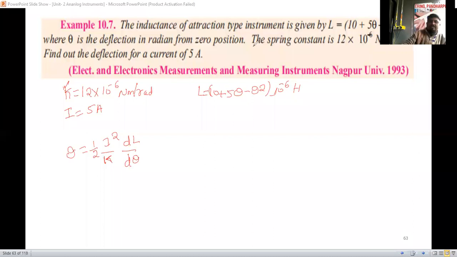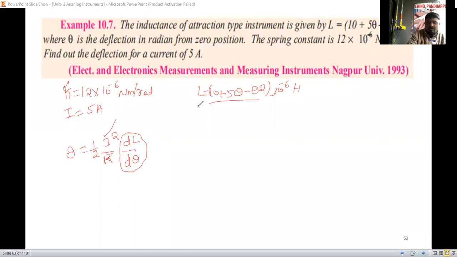So according to this formula, what is the given data here? 1 by 2 is constant. I is given, K is given, and L is given, but dL by d theta we have to calculate. To calculate this one, L is already given: L equal to 10 plus 5 theta minus theta square. So how will we get dL by d theta?